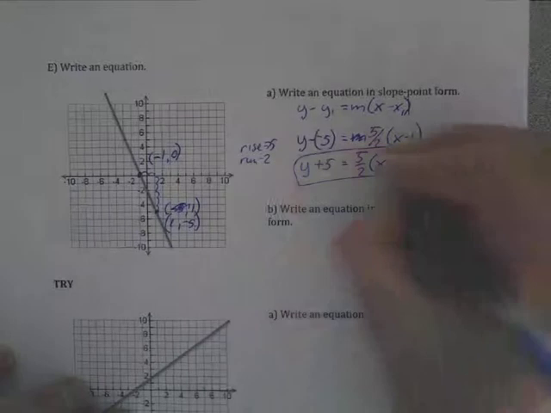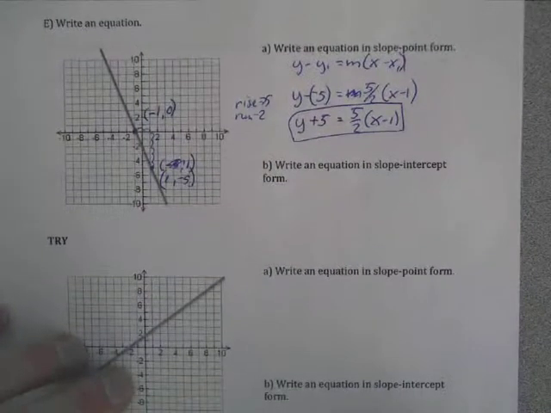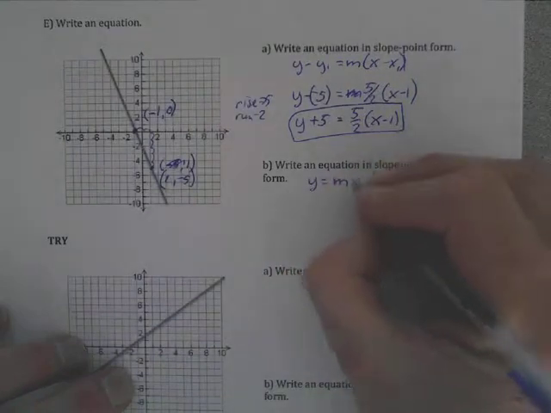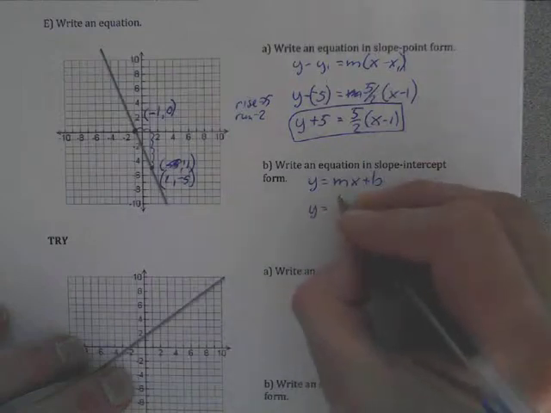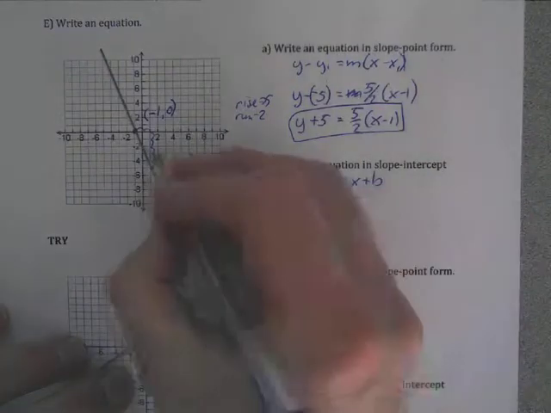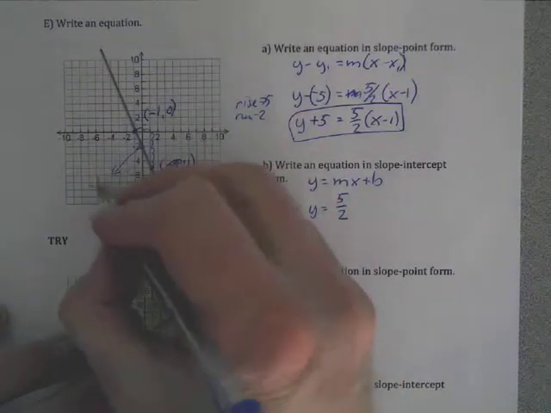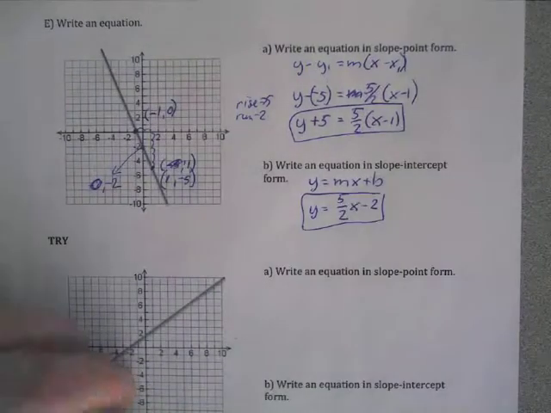There is my equation. To write it in slope intercept form, y is equal to mx plus b. Y we do not know. We know the slope is 5 over 2. It crosses right there, which is 0, negative 2. So minus 2. There is my slope intercept form.